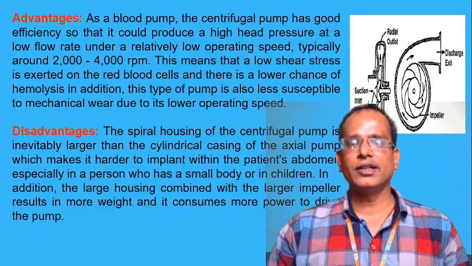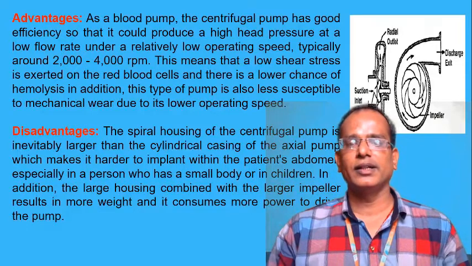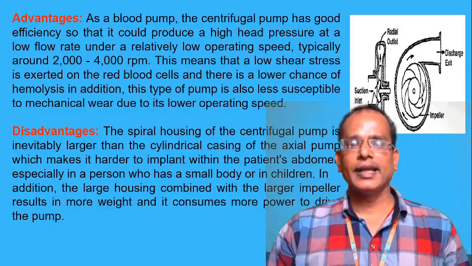The main disadvantage of the centrifugal pump is that the spiral housing is invariably larger than the cylindrical axial pump, which makes it harder to implant within the patient's abdomen, especially in a person who has a small body or in children. In addition, the large housing combined with the larger impeller results in more weight and consumes more power to drive the pump.